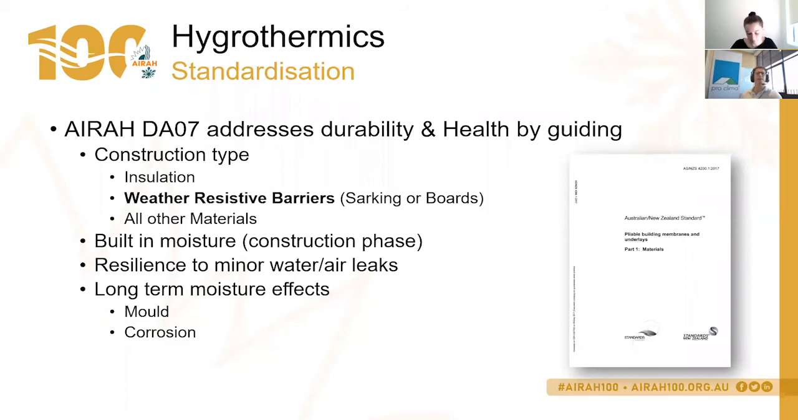Next. So DA07 addresses durability and health, and it guides the construction type, so selection of insulation based not just on R value, but the vapor permeability of that insulation, the type of insulation, the moisture absorption capacity of the insulation, and weather resistive barriers. So that might be a new term, but by that I mean sarking or boards that are designed in the construction systems to drain water out of the construction system. Those weather resistive barriers can come in all sorts of different forms, and all other materials that go around your insulation and around your weather resistive barriers, so the cladding materials and internal linings. It will address built-in moisture.